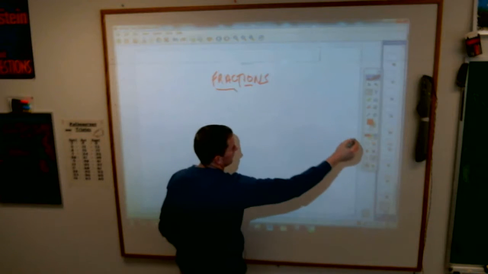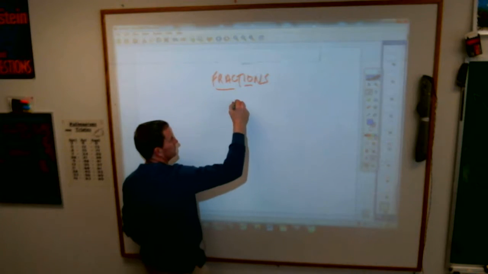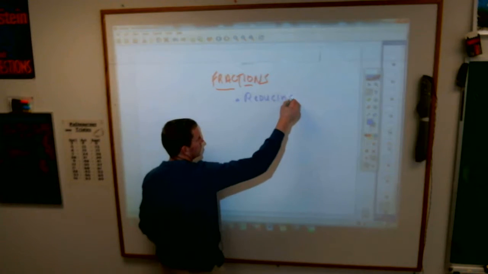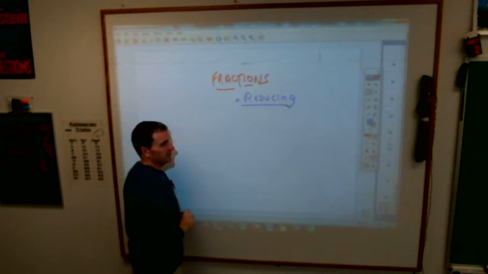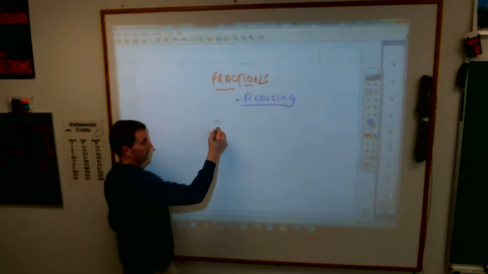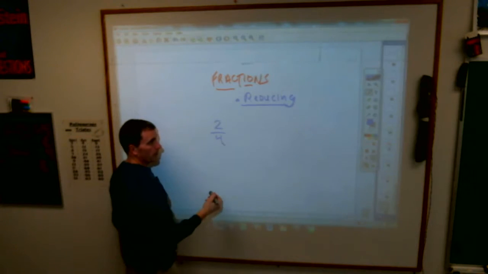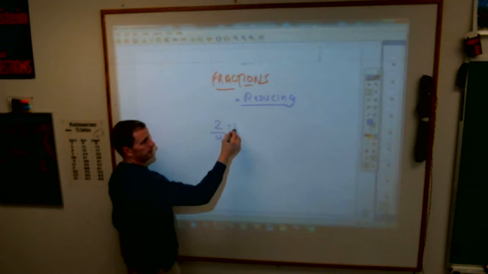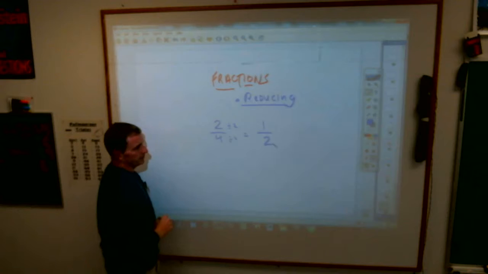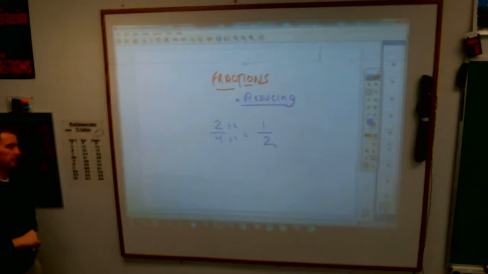And we are just going one step farther in reducing them. So far, the only problems that they've given you in the book have been really simple ones to reduce, like 2/4, which is what, divide them both by 2, you end up with 1/2.